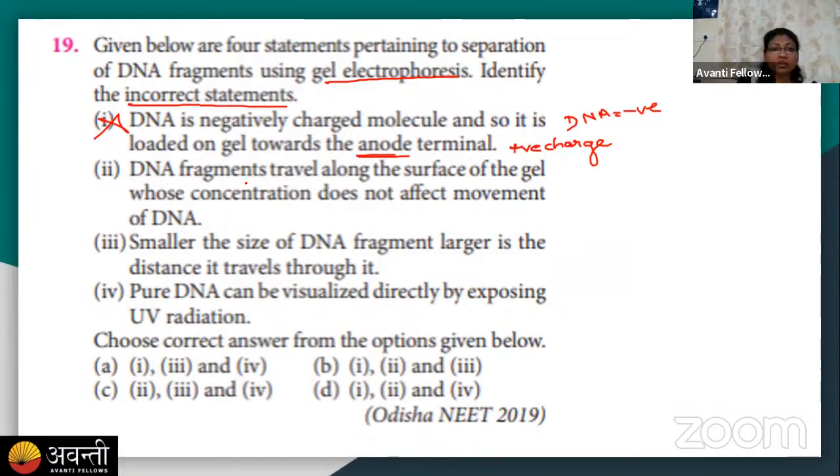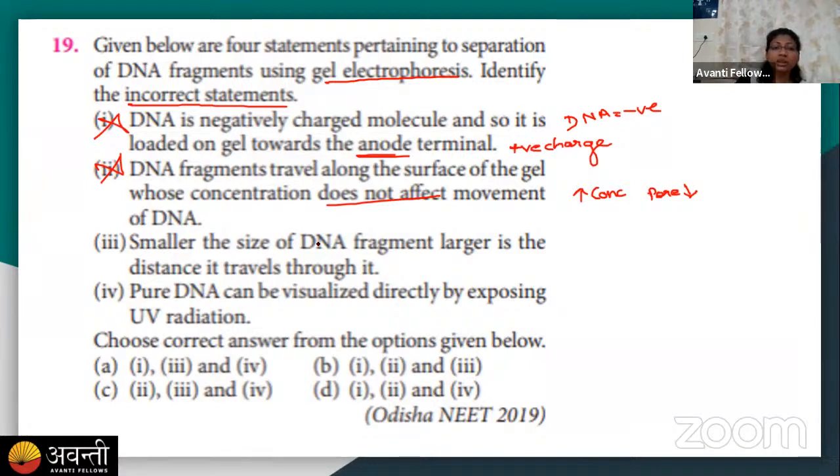Next says the DNA fragments travel along the surface of the gel whose concentration does not affect. No, the gel concentration always affects. As the concentration increases, the pore size decreases. So concentration is inversely proportional to the pore size. So it depends only on our concentration of gel what length of fragment of DNA can move along it. So statement B is also incorrect, the second statement is also incorrect.